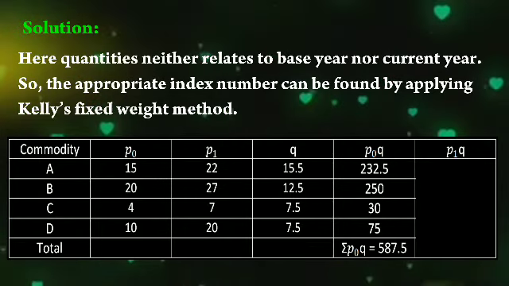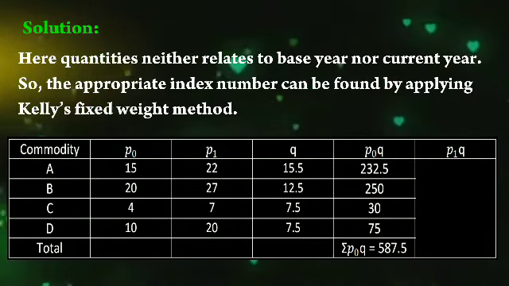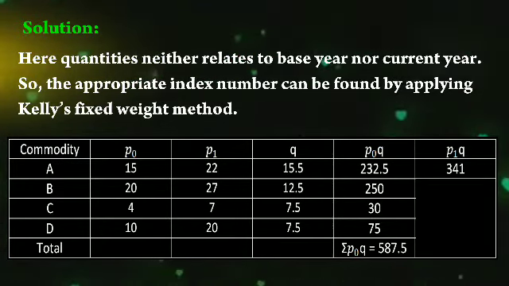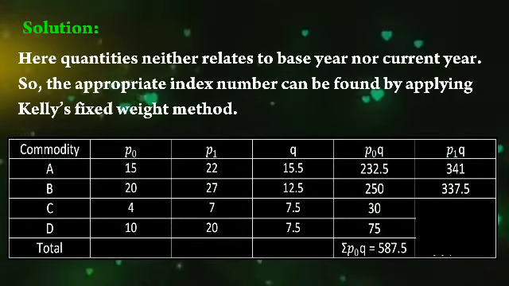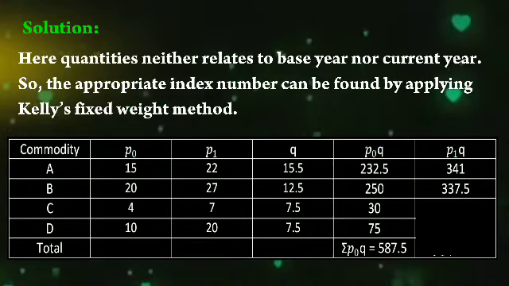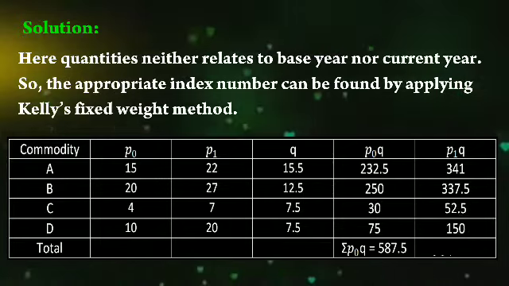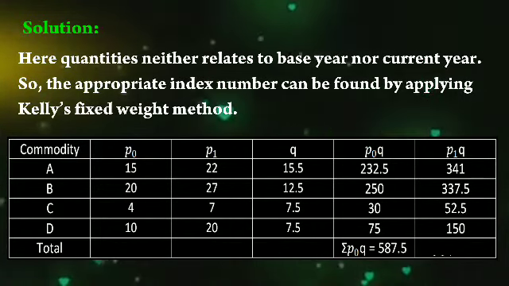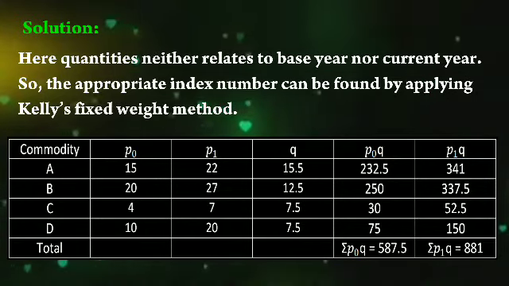First value is P1 is 22 into 15.5. So 22 into 15.5, which is equal to 341. Next value 27 into 12.5, that is equal to 337.5. Compute the other two values and find the total of that column. Sigma P1Q equal to 881.